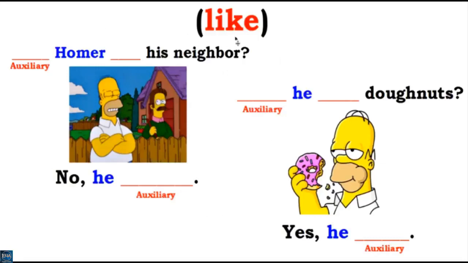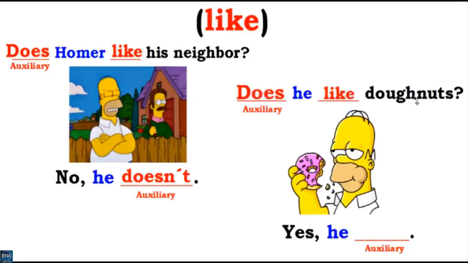Okay, more practice with the verb like. The question, does Homer like his neighbor? No, he doesn't. This example, does he like donuts? Yes, he does. Remember, the auxiliary for these questions is does, because my subject is about he, Homer. Very good.